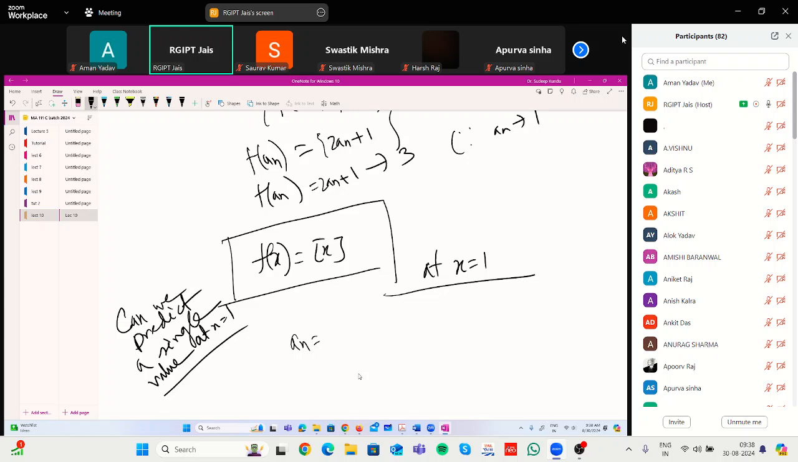Can you give two sequences which converge to 1, but whose function values go to different limits? Suppose a_n and b_n are the two we choose. Both should converge to 1, but f of a_n should go to 0 and f of b_n should go to 1. Can you give some example?